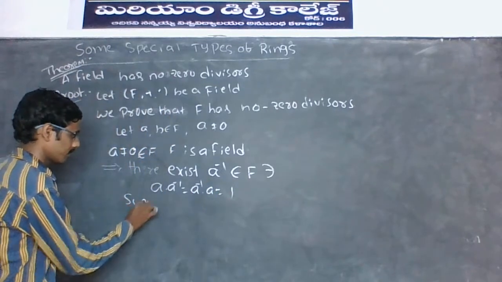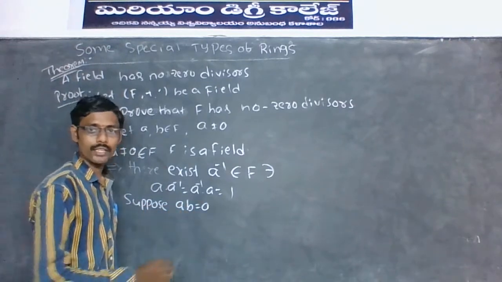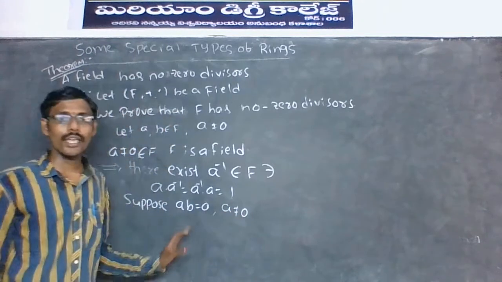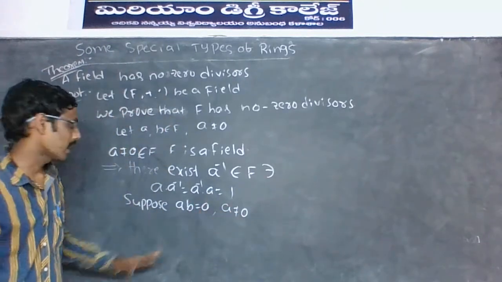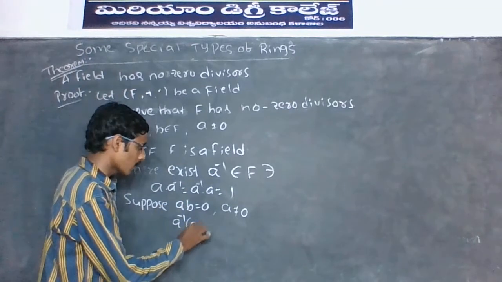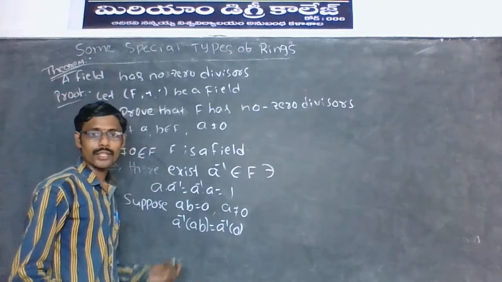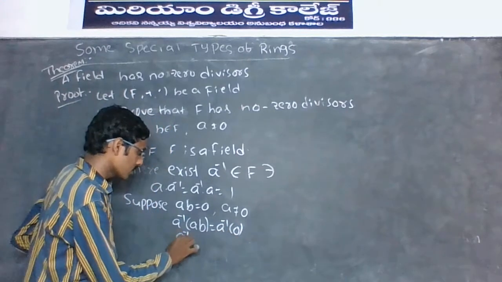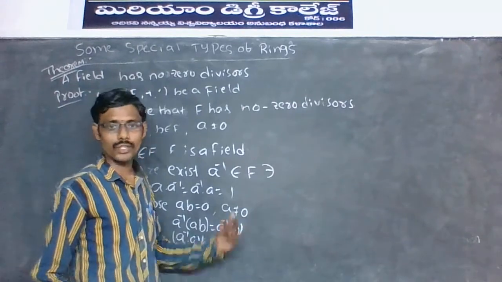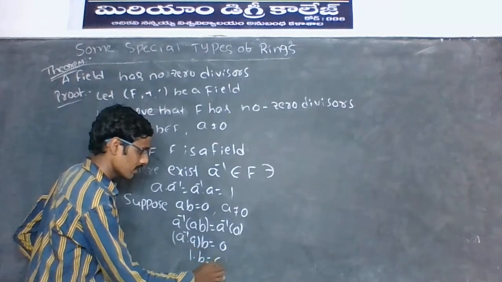Suppose AB equals 0, A not equal to 0. Multiply A inverse on the left on both sides. A inverse into AB equals A inverse into 0. By associative law, A inverse into A into B equals A inverse into 0, which is 0. So A inverse into A equals 1, and 1 into B equals B.